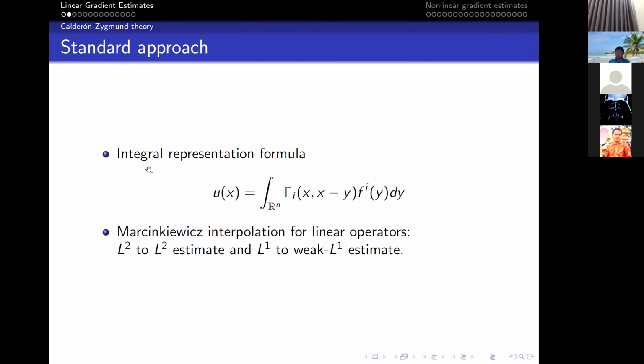Okay, so we have an integral representation formula, where gamma is the fundamental solution under the convolution. This is a differentiation with respect to the xi variable. Then I have the solutions, and the gradient U is represented this way. This is like a Calderon-Zygmund kernel, and this is bounded from L2 to L2 for gradient U, and from L1 to weak L1. Then interpolation gives us the Calderon-Zygmund theory.